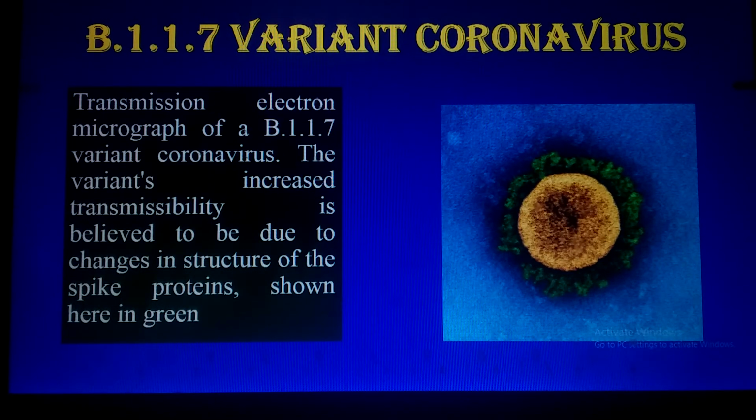Now you can see here the transmission electron micrograph of the B.1.1.7 variant coronavirus. The variant's increased transmissibility is believed to be due to changes in the structure of the spike proteins, shown here in green. You can see these are the spike proteins with more mutations, and these mutations are responsible for its transmissibility as compared to the other variants of the coronavirus.